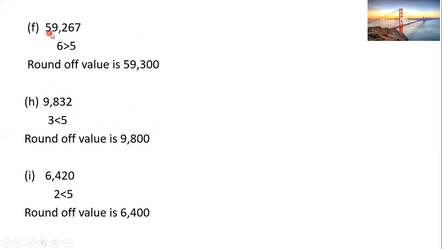And the next, 59,267. So first, all of you see the tens place value. What's the tens place value? The tens place value is 6. Is 6 greater than 5 or less than 5? Yes, greater than 5. Right now, first, all of you write the number 59. You do not change the ten thousands and thousands place value. Just go to the hundreds place value.